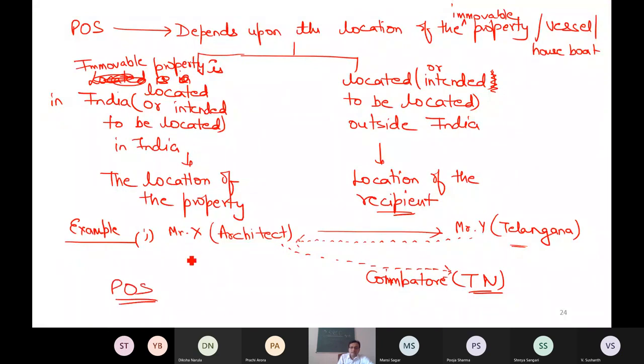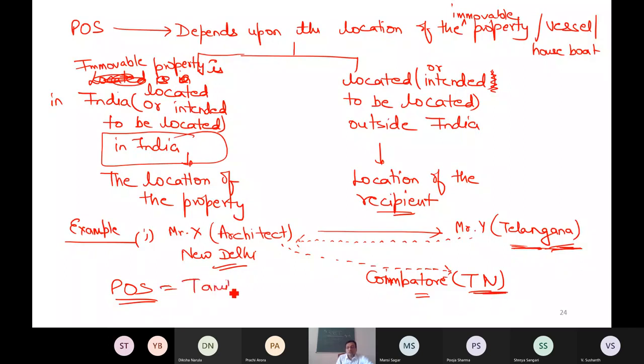Assuming Mr. X is from New Delhi, Mr. Y from Telangana. So the supplier is in India, the recipient is in India. Location is in India, but the property is in Coimbatore. Now, is the property in India? Answer is yes. Then the answer is not the place where the recipient is; the answer is the location of the property. So the place of supply is Tamil Nadu, and the Tamil Nadu government will get the 50% share from the value given to this architect for this service.